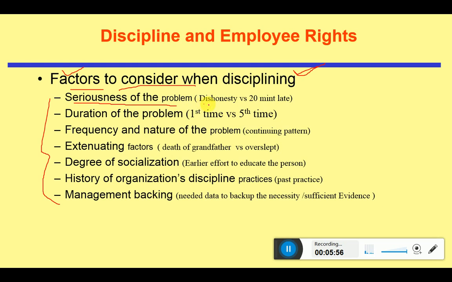Like for example, I have dishonesty, one disciplinary issue, and 20 minutes late. If one of your employees is dishonest, and another is 20 minutes late, which nature is more serious?